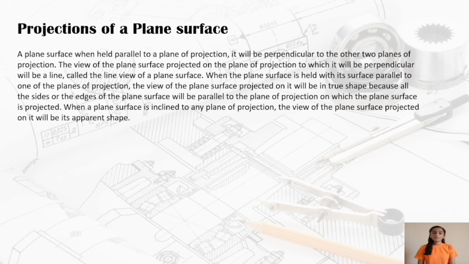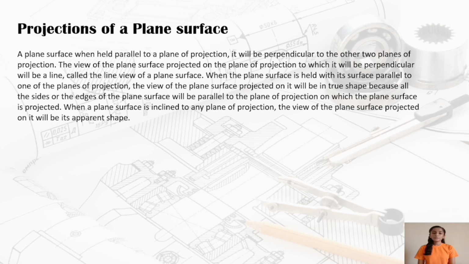Projections of a plane surface. A plane surface, when held parallel to a plane of projection, will be perpendicular to the other two planes of projection. The view of the plane surface projected on the plane of projection to which it is perpendicular will be a line, called the line view of a plane surface.